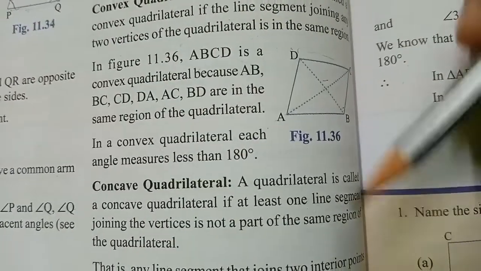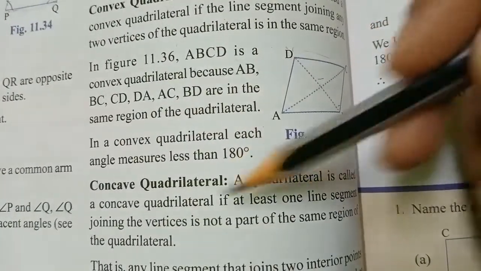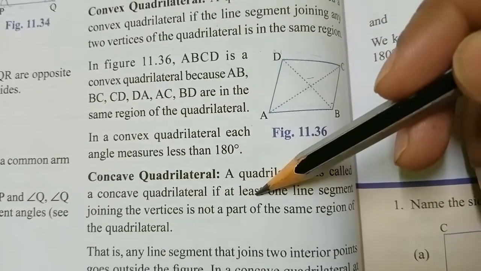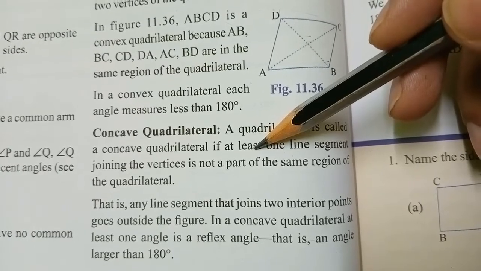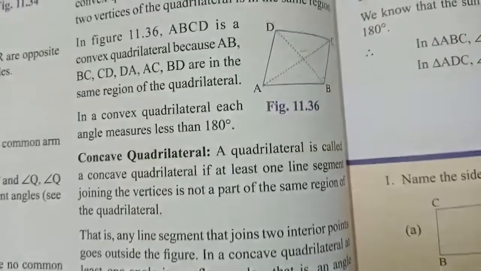And what is a concave quadrilateral? A quadrilateral in which at least one line segment joining the vertices is not a part of the same region. That means any one vertex is not joining with the line segment inside. See here, in the next page it is given.